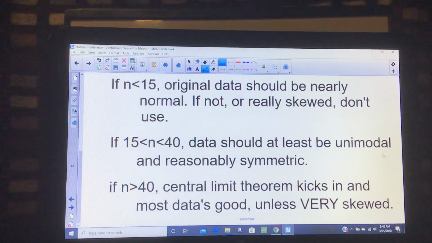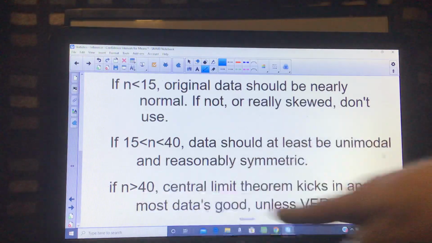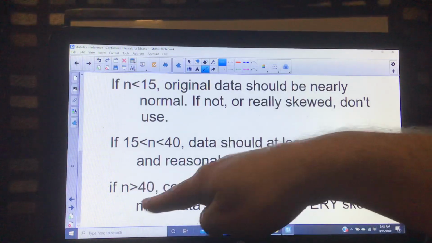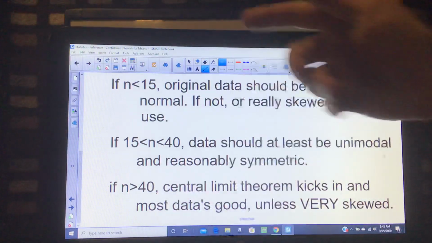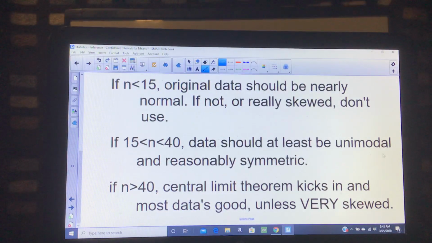So if the n is greater than 40, the central limit theorem kicks in, and most of the time you don't have to worry about checking anything unless you suspect that the data is really, really bad. And the higher this number gets, the less this even matters. If you're close to that 40 or 50, you want to make sure your data isn't too bizarre. But if your n is like 500 or 1,000, then this won't even really matter.